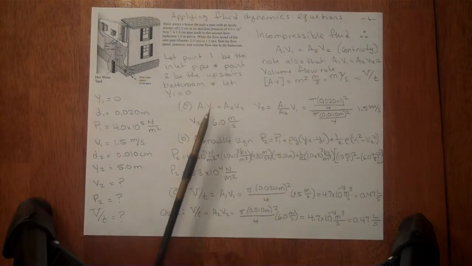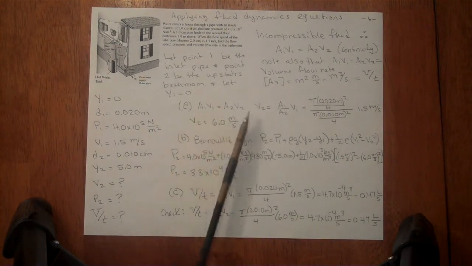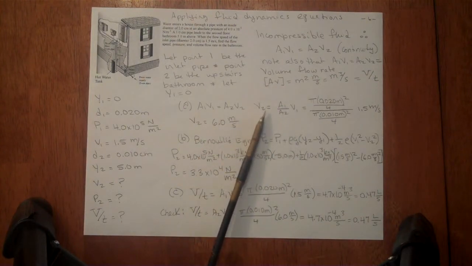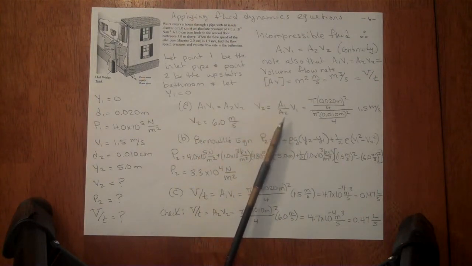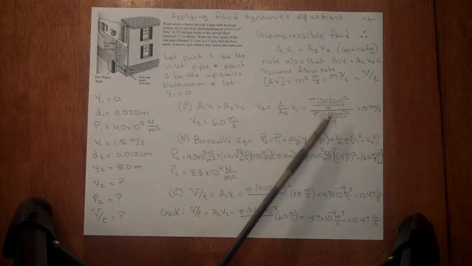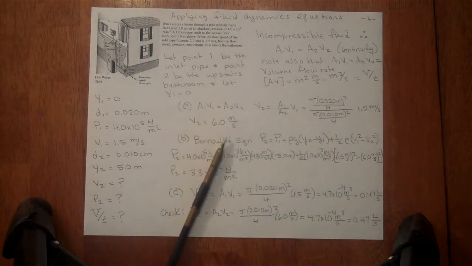From the outset, we can immediately calculate the first thing we want, which is V2. We know everything in the equation of continuity except for V2. Rearranging, V2 is equal to A1 over A2 times V1, and going ahead and writing the areas, which are just circles, we get that V2 is equal to 6 meters per second.